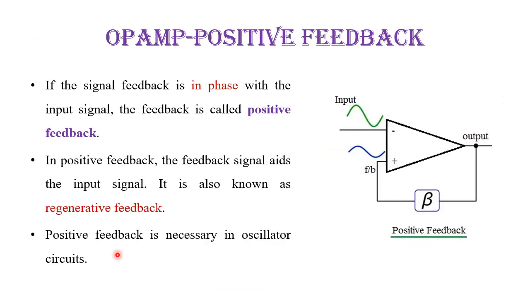Positive feedback operational amplifier. If the signal feedback is in phase with the input signal, then it is called as positive feedback. The positive feedback aids the input signal and it is also called as regenerative feedback. Basically, this positive feedback is essentially used in the oscillator circuits. All right.